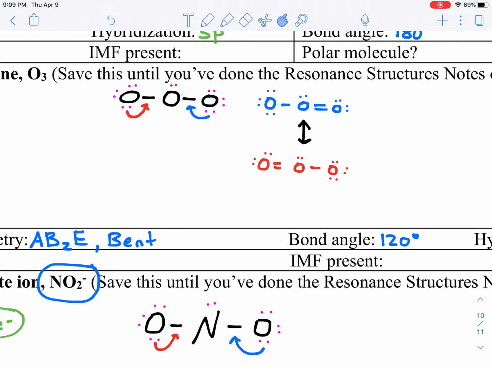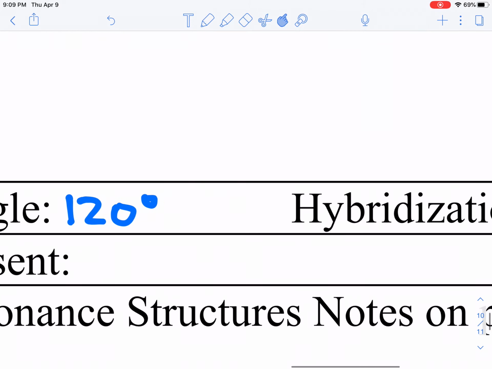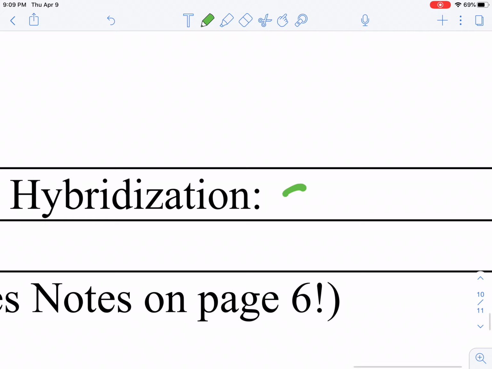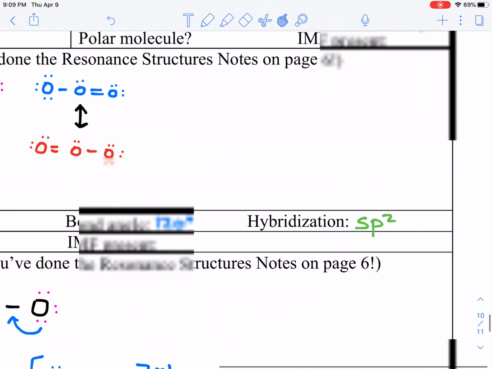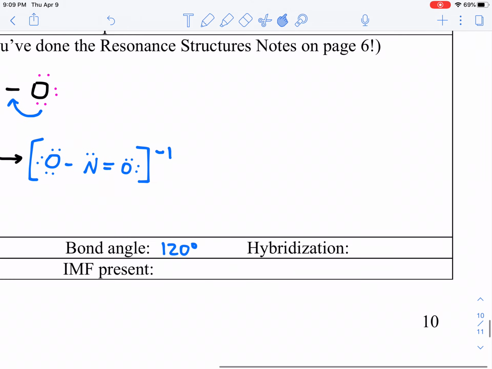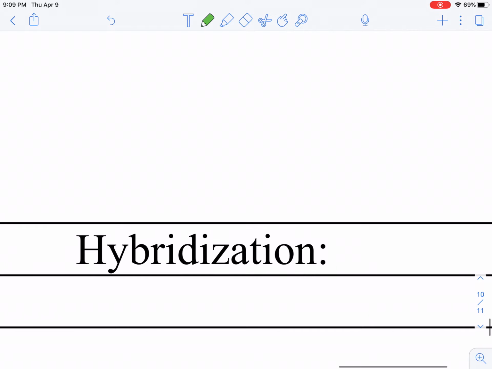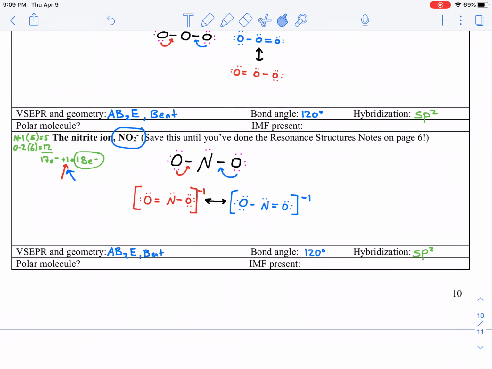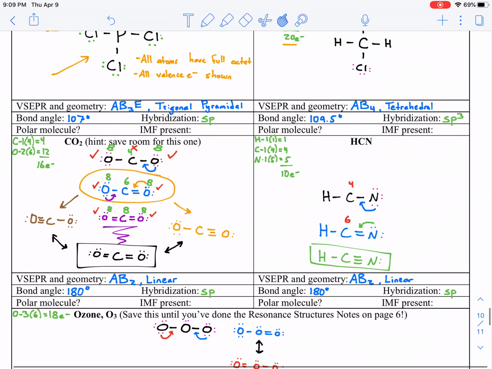AB2E is 3 areas of electron density, 2 bonds, 1 lone pair. 3 regions require 3 orbitals, so we'll put 1 s and 2 p's, sp2, and that is going to be the same down here for NO2 because it's also AB2E. It has 3 regions of electron density. We need 3 orbitals, so we have sp2. So there's our hybridization. Let's talk about the polarity of these molecules.